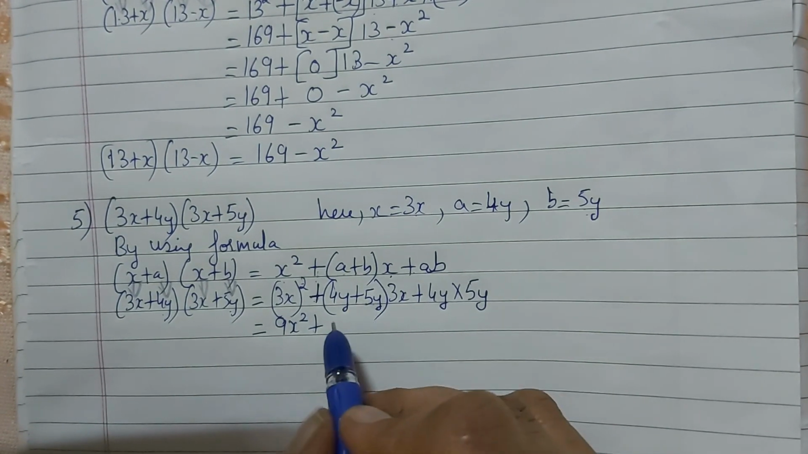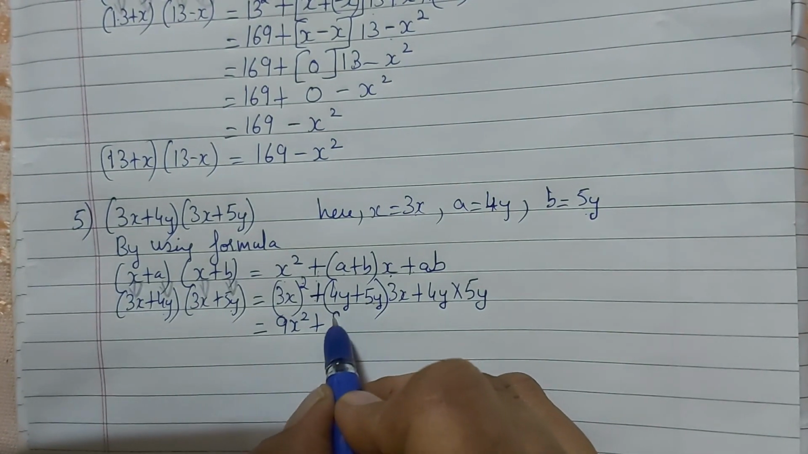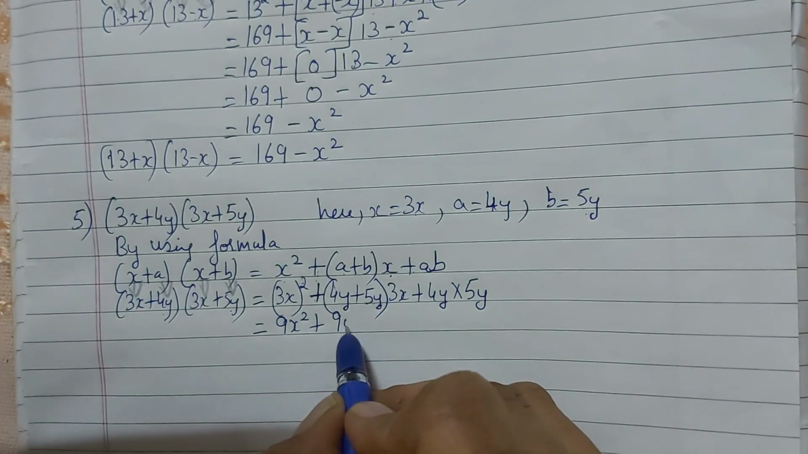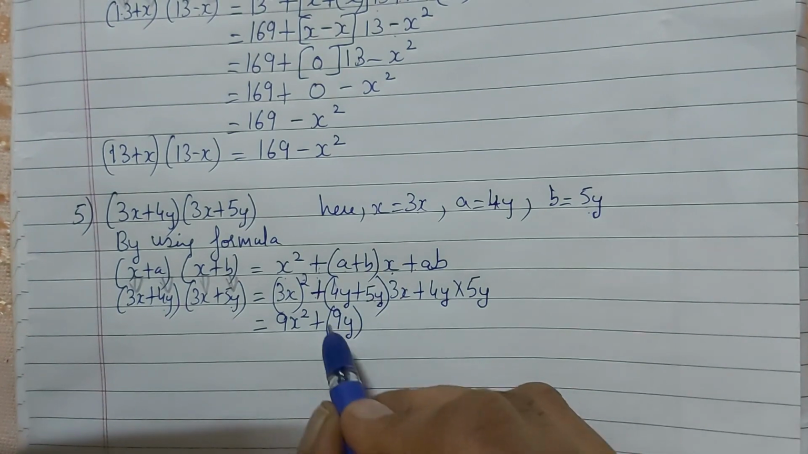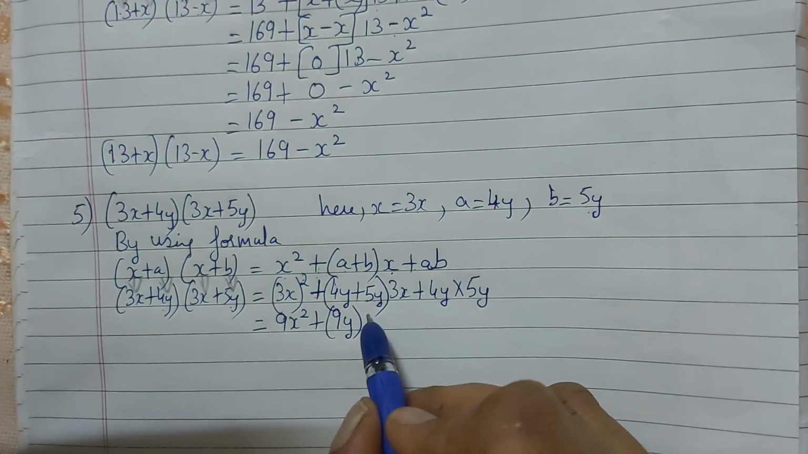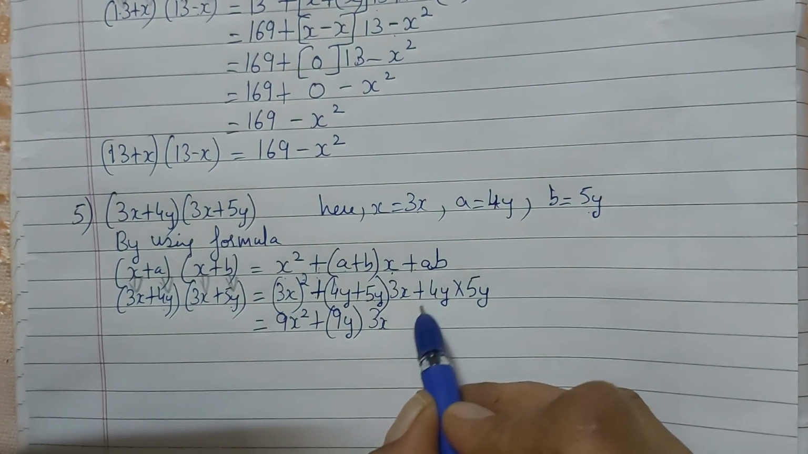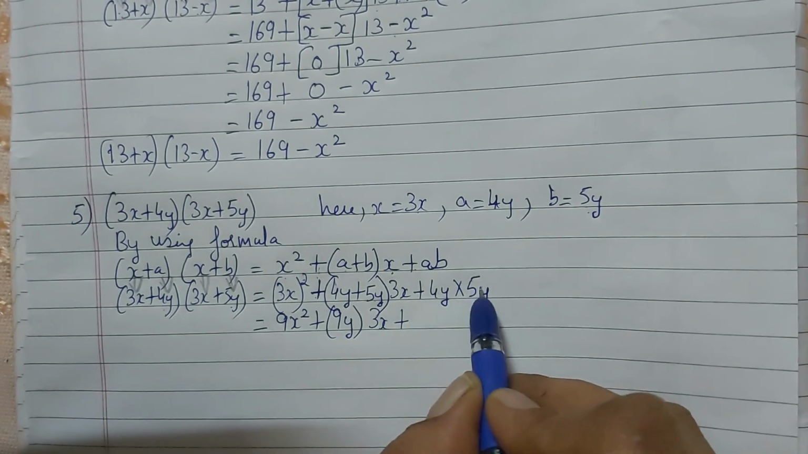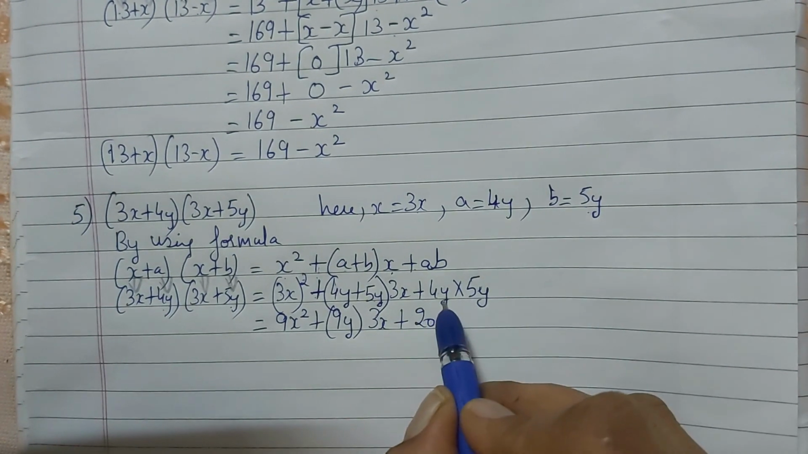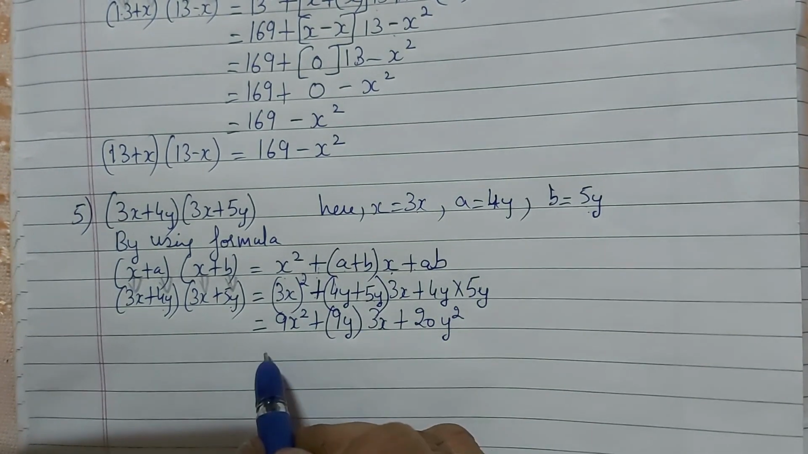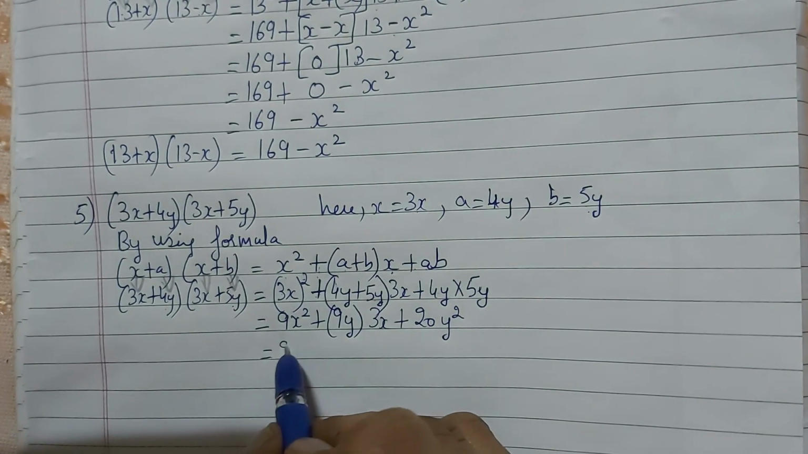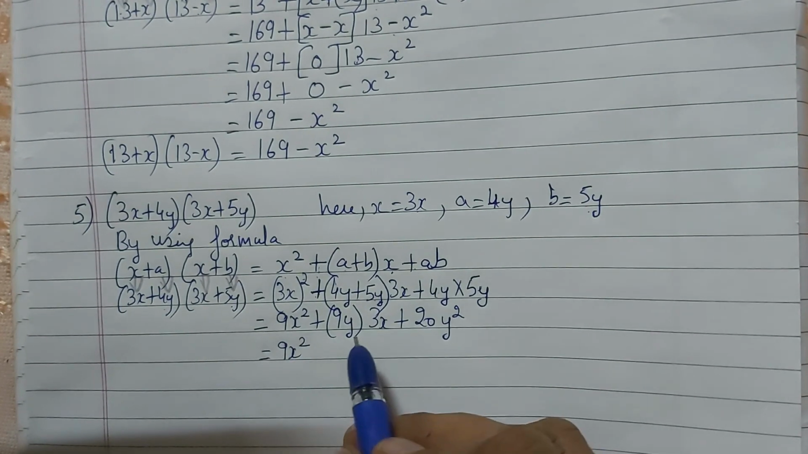4 plus 5 is 9. y plus y is y. Now put this in the bracket. Because the bracket was there, we'll put them in the bracket. Now this 3x here. Now plus 4 5 is 20. y multiplied by y will be y square. It is equal to 9x square.